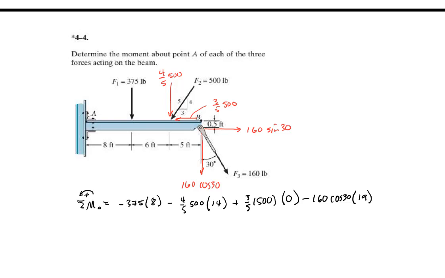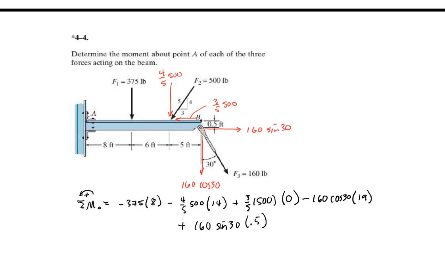Then the last component we want to consider is this 160. Now this 160 has this lever arm right here, 0.5, and it's tending to rotate it like that. So that will be a positive component. So let's go ahead and put that there as positive 160 sine 30, and its lever arm is this little piece right there, 0.5.